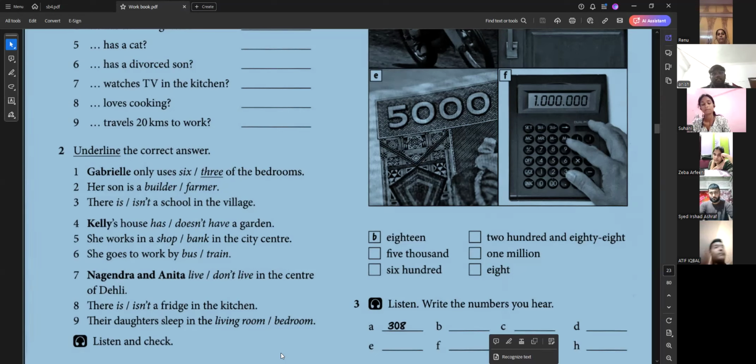Repeat, guys. Repeat the easy sentences. The house is very old and very big.